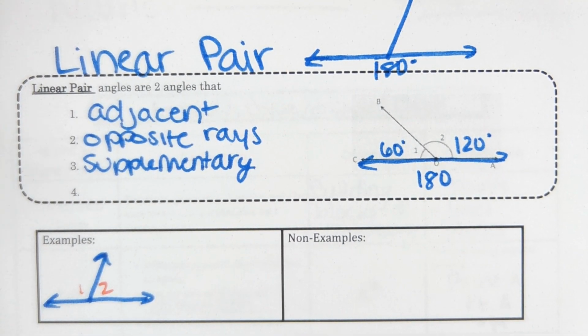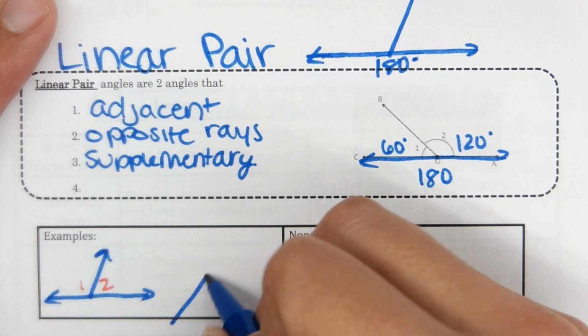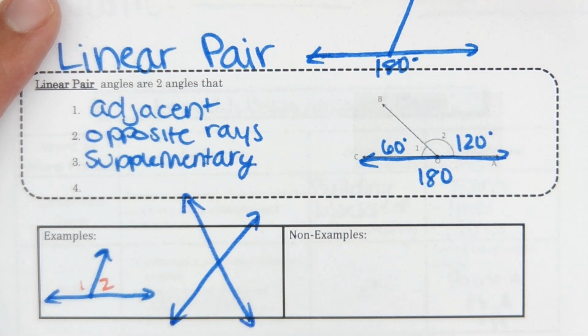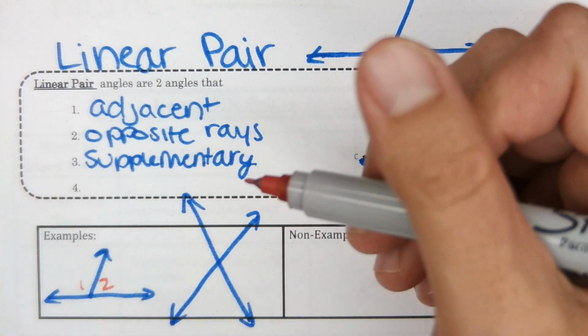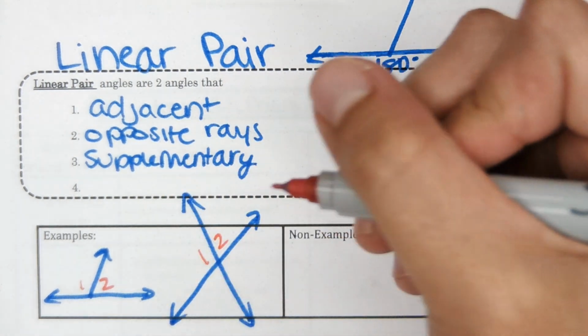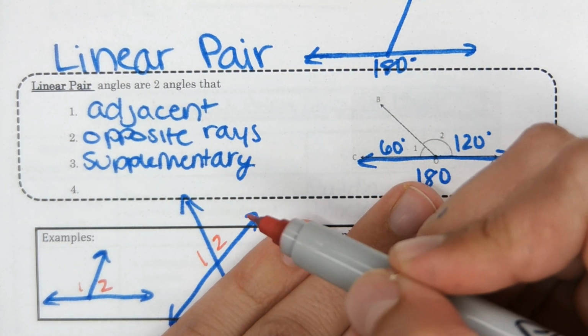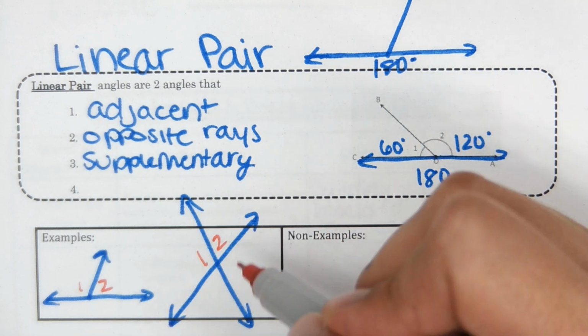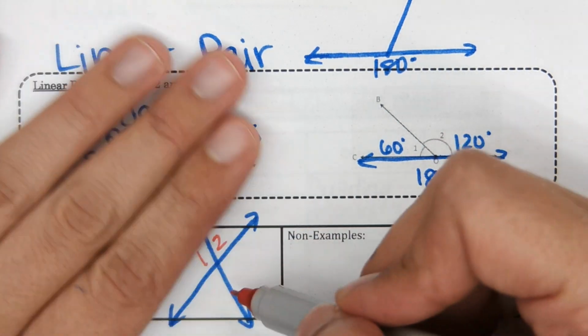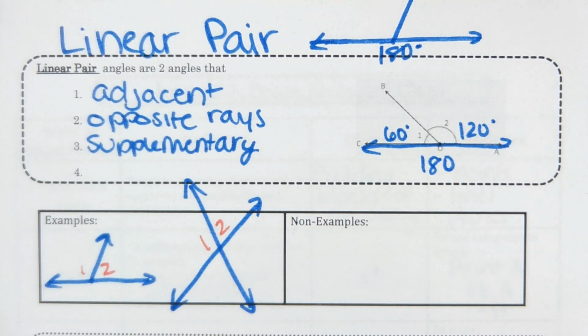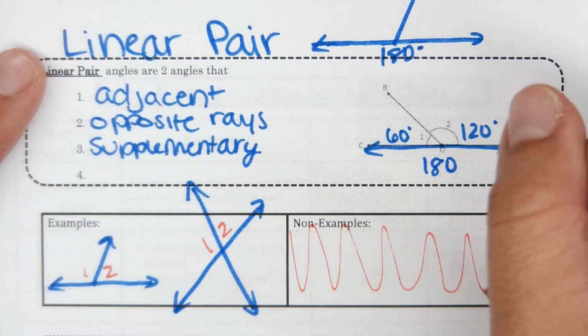Another way it shows up a lot is with intersecting lines. So if we have two intersecting lines, you have like a linear pair right here and here. So if you were to cover up this part, there's a linear pair right here. Or you could go all the way around, like these two are a linear pair, so are these, and so on. So there's a bunch of linear pairs here. Non-examples, I'm not going to confuse you, so just cross that out.